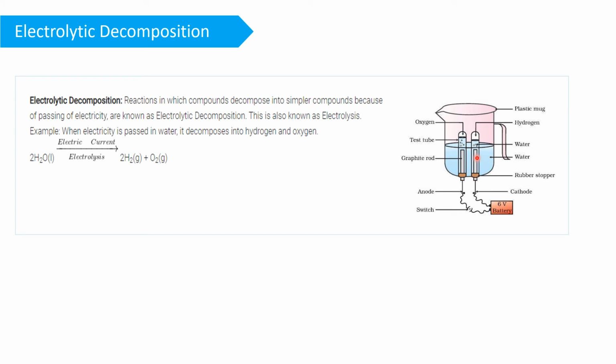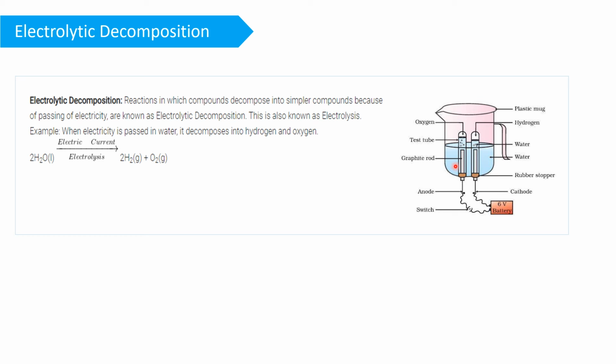We know very well, what is the formula for water? That is H2O. On passing electric current, it decomposes to H2 plus oxygen. So liquid is changing into gases. You can write this for change in state: liquid is changing into gaseous state. Correct. Now I will ask you one question.